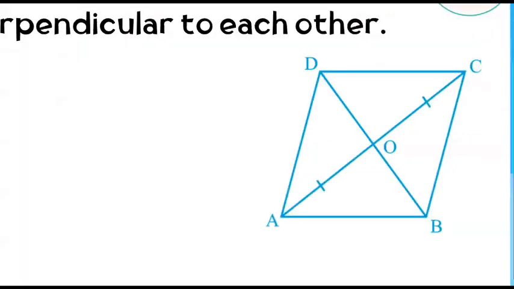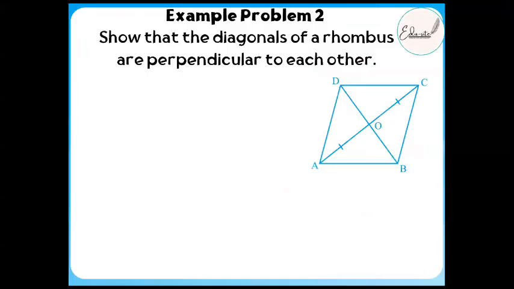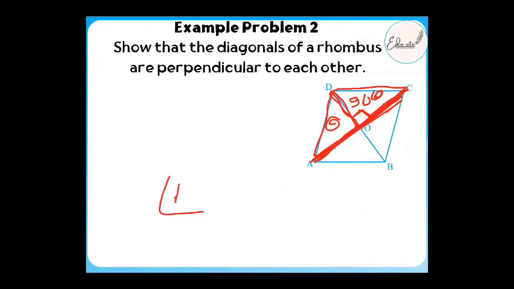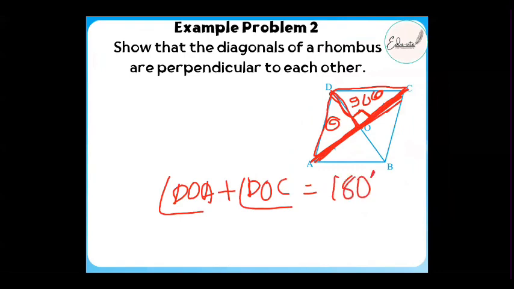Okay, then how did we prove it for the rhombus, Laiba? Do you remember how we proved this? Show that the diagonals of the rhombus are perpendicular to each other. We just have to prove this is equal to 90 degrees. How did we prove this? What we did here was first we proved the congruency of this triangle and this triangle. Then we stated that on this line, angle DOA plus angle DOC is equal to 180 degrees, correct?